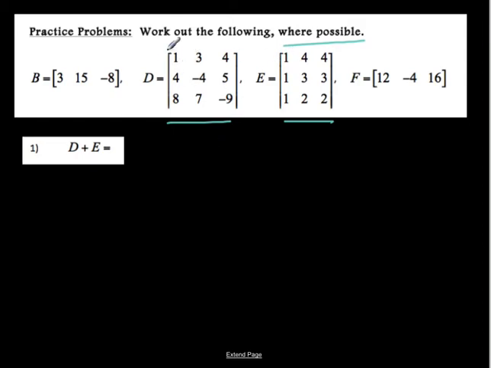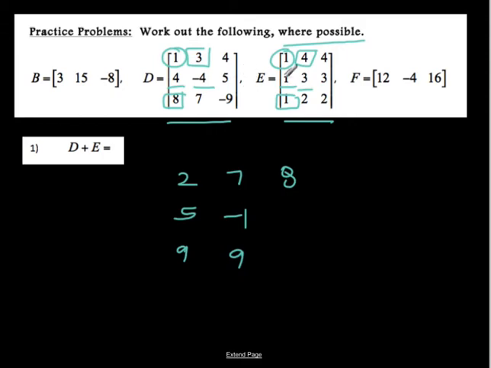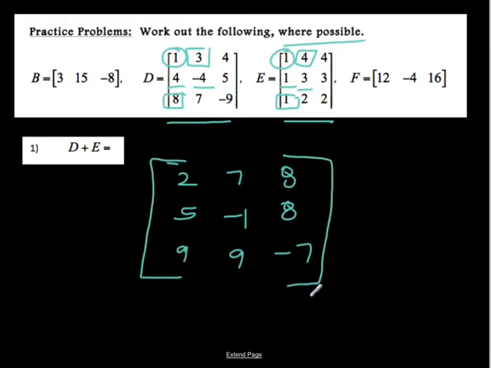So I would have 1 plus 1. That's going to give me 2. 4 plus 1 is 5. And 8 plus 1 is 9. All right. 3 and 4 is 7. Negative 4 and 3 will give me negative 1 when I add them together. 7 and 2 is 9. 4 and 4 is 8. 5 and 3 is 8. And negative 9 and 2, when I add them together, I have negative 7. So here is D plus E. There's my matrix, D plus E.